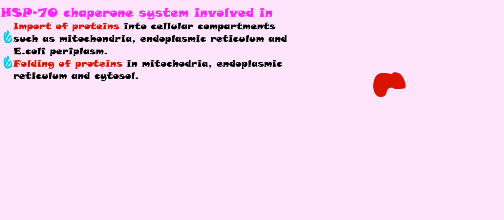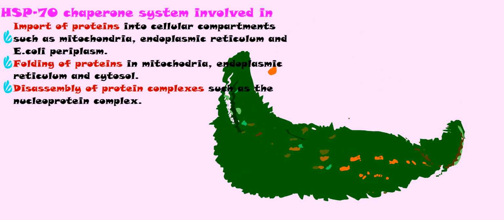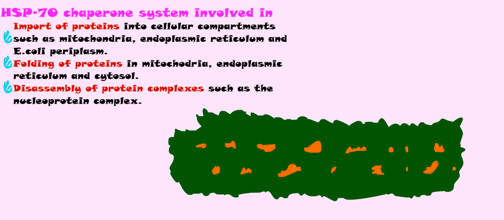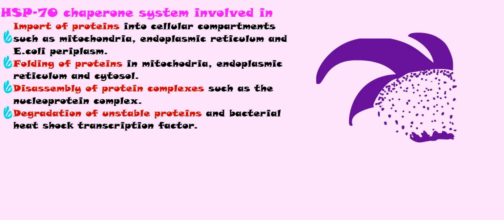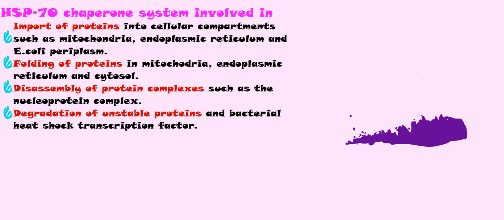2. Folding of proteins in mitochondria and of a subset of proteins in the endoplasmic reticulum and the cytosol. 3. Disassembly of protein complexes such as the nucleoprotein complex, which initiates replication of bacteriophage lambda DNA, in the chaperone baskets of chaperone-coated vesicles. 4. Degradation of unstable proteins and the bacterial heat shock transcription factor.